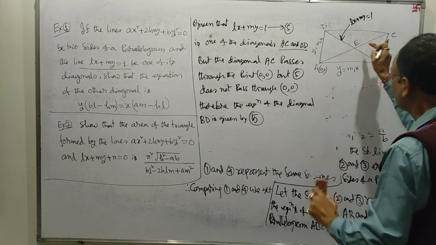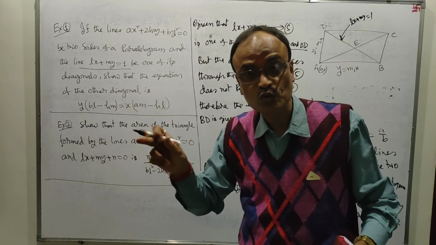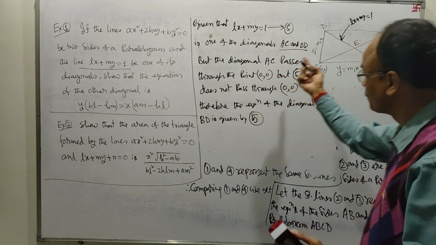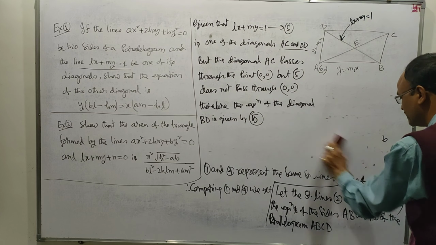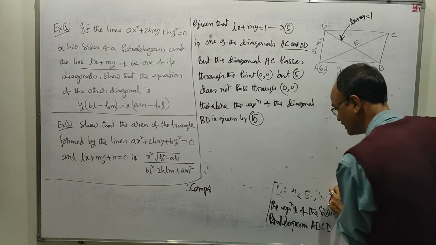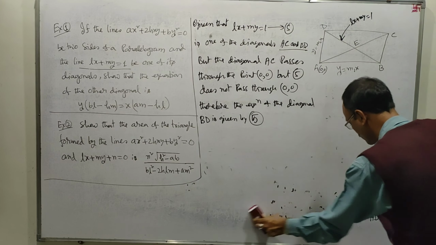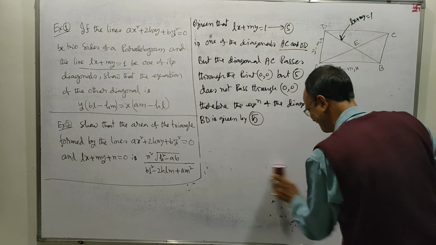Now, what is AC? It is a straight line passing through 2 points, 0, 0 and the point E. Thus, we are going to find the coordinates of E.